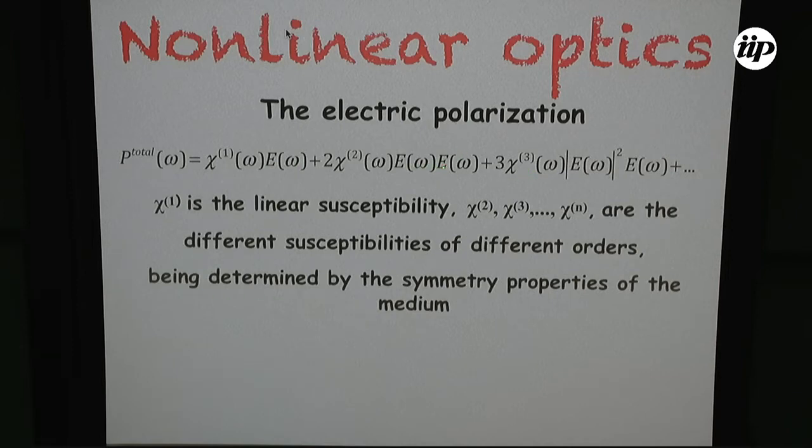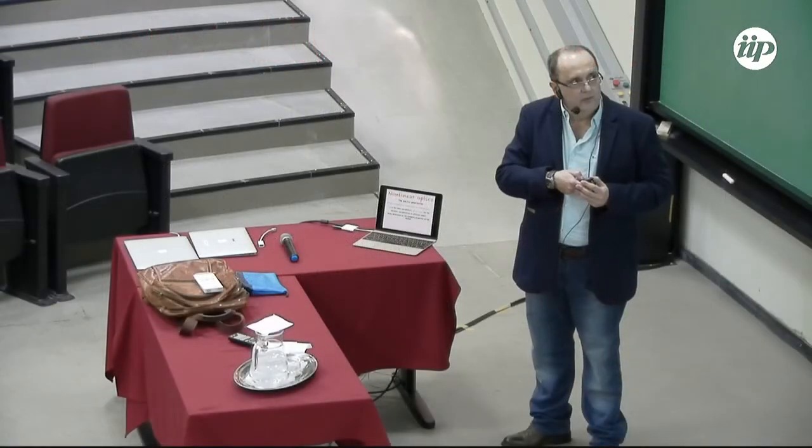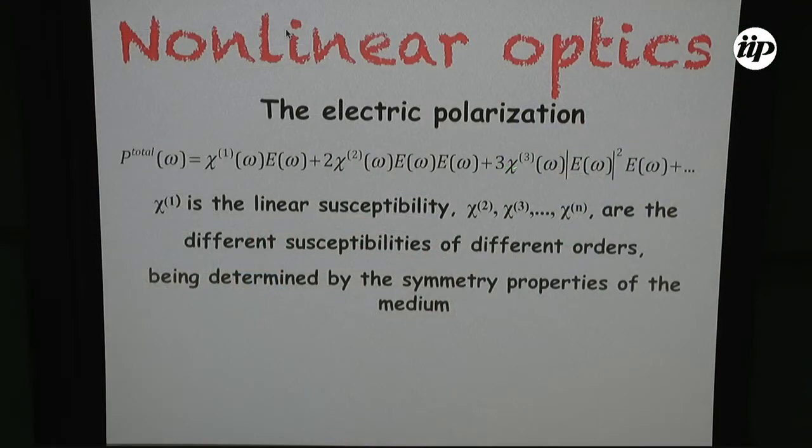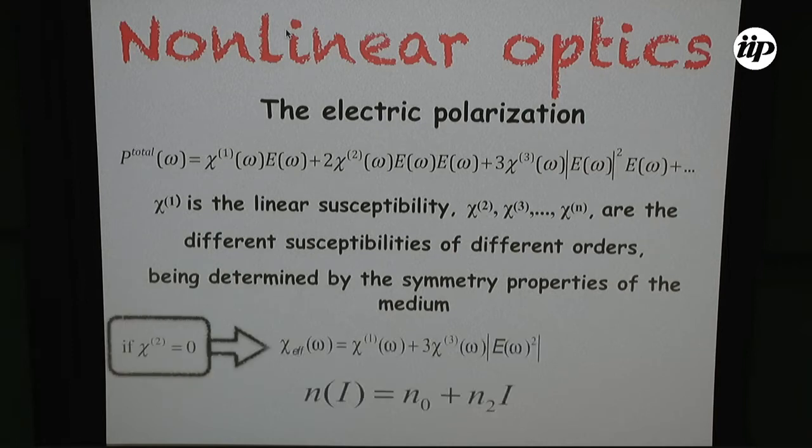Mainly, if you are interested in an isotropic medium, like the magnetic colloids that we have here, by symmetry reasons, this term will be 0, and the first term which is non-zero in this expansion is the third order susceptibility. And this third order susceptibility will give us the possibility to calculate the nonlinear index of refraction and the nonlinear absorption. Well, as I told you, these susceptibilities are mainly determined by the symmetry properties of the medium.